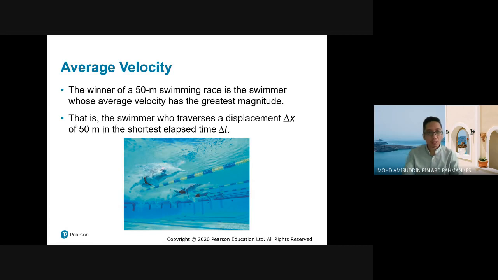Okay, so let's say we have a swimmer here. The winner of a 50 meter swimming race is the swimmer whose average velocity has the greatest magnitude. That means the swimmer who travels a displacement delta x of 50 meters in the shortest elapsed time, delta t. Of course, we are looking at the time. Whenever you can go further in the shortest time, that gives you the highest velocity.